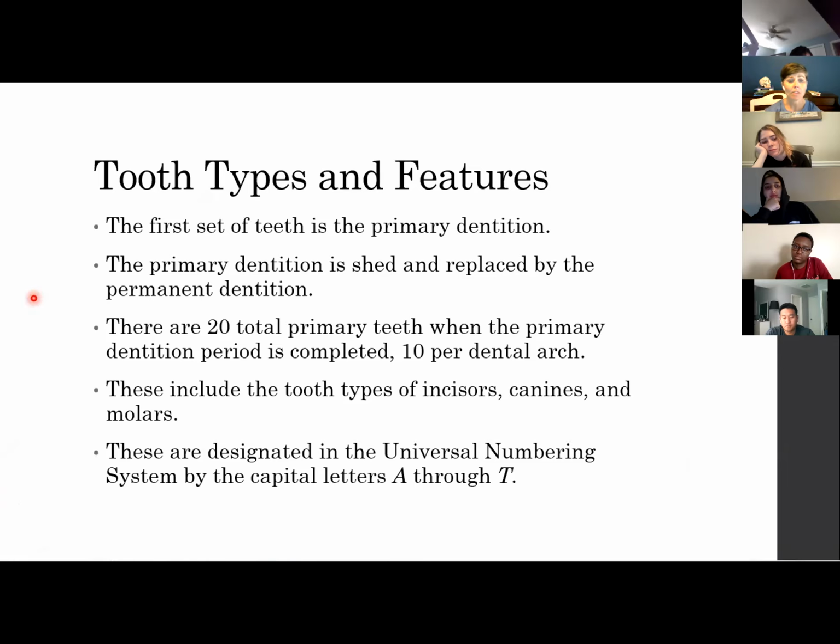Okay. Tooth types and features. The first set of teeth is called the primary teeth or the primary dentition, right? The primary dentition is shed and replaced by the permanent dentition. There are 20 total primary teeth when the primary dentition is completed, 10 teeth per arch. They include incisors, canines, and molars. And they are designated with the universal numbering system as letters A through T. A through J, K through T.